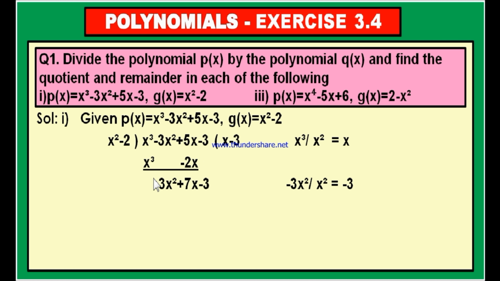We have to divide this new dividend with this divisor, that is minus 3x square by x square. Here now the new dividend is minus 3x square plus 7x minus 3. We have to divide this new dividend with this divisor x square minus 2. Again you have to use the same process. The process is the first term of the dividend by the first term of the divisor.